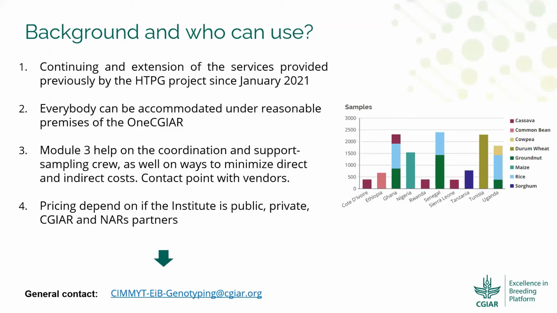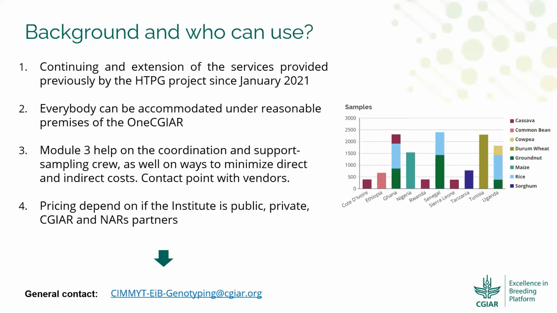So technically all the partners and users can be accommodated under the umbrella of One CGIAR. Module 3 will help with coordination and support in terms of sampling crew, as well as ways to minimize direct and indirect cost. Let's say, procuring consumables, such as plates, in bulk, so that it reduces the cost for the user, and also helps you in setting up a charge account that reduces the administrative cost. Module 3 will also be the contact point for the vendors, reducing the burden for you of going back and forth in conversations.